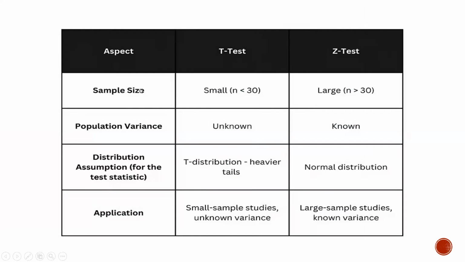Summarizing the t-test and z-test: the sample size in a t-test is less than 30, and in a z-test it is larger, more than 30. The population variances in a t-test are unknown, while in a z-test they are known. The distribution for the test statistic is the t distribution, in which the tails are heavier, and in a z-test there is a normal distribution. In application, the t-test is for small sample studies and unknown variances, while the z-test is for large sample studies where the variances are known.